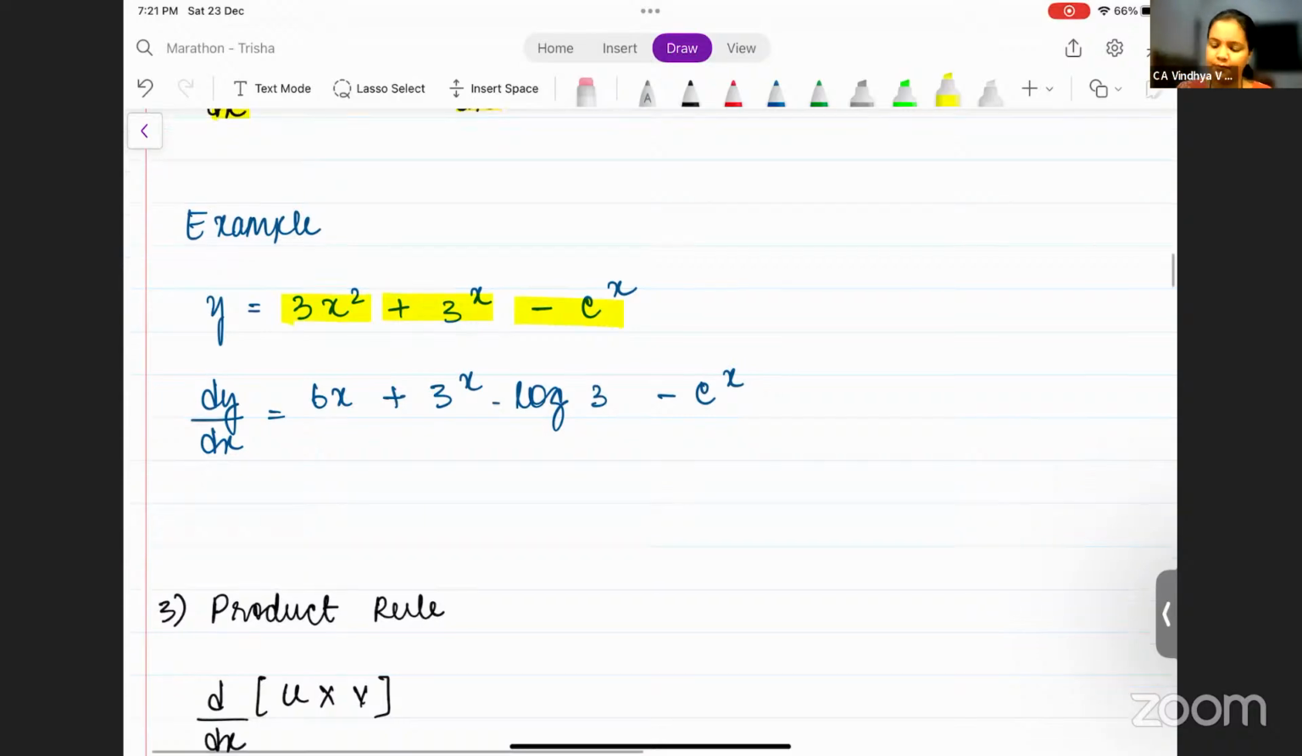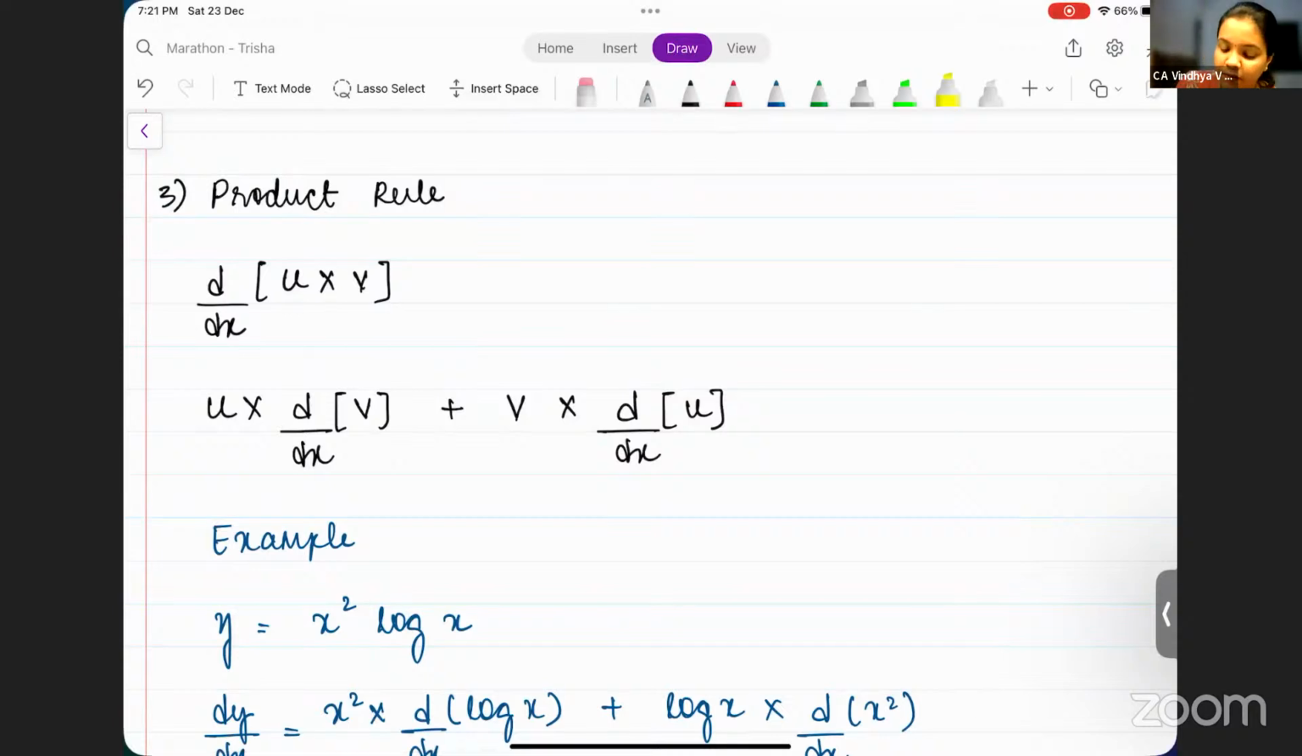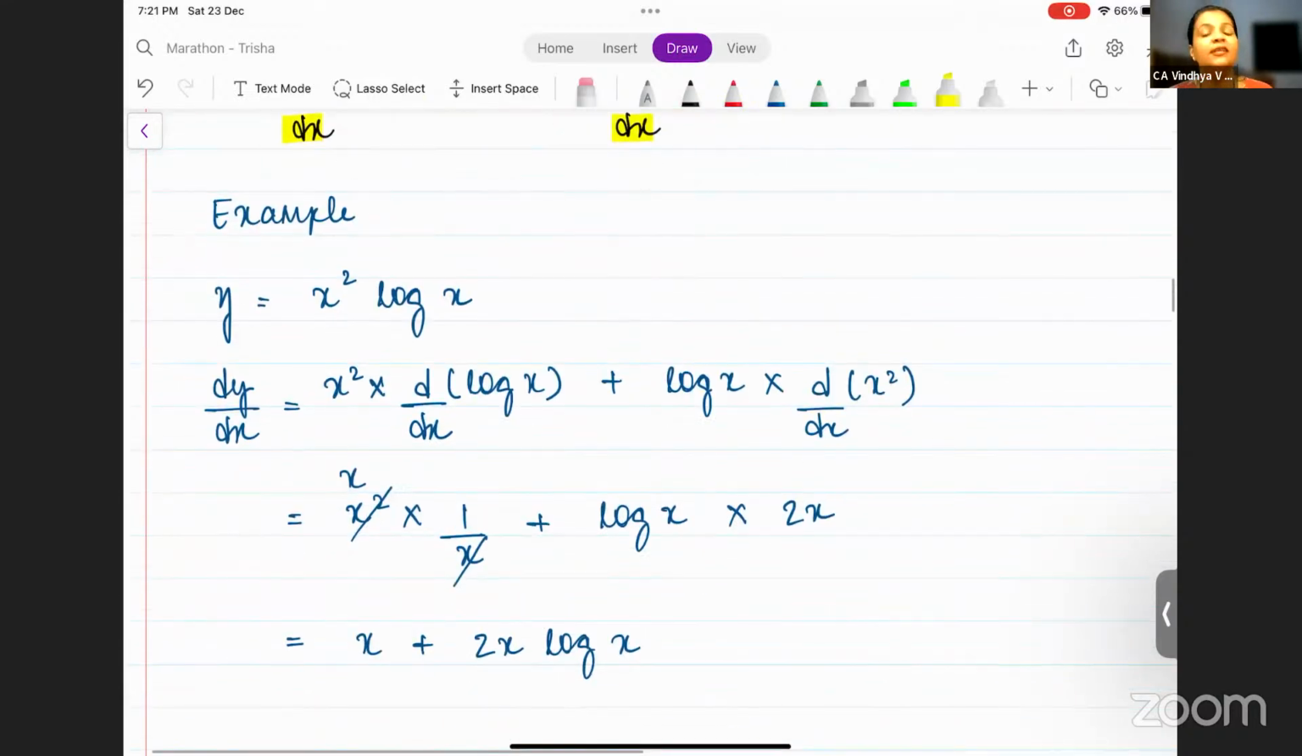And write it as such. Next, you have the product rule, which is a function multiplied by another function, u into v. So in case of product rule, it is u into derivative of v plus v into derivative of u. Let's take an example to understand this. Let's say we have a function x square into log x.